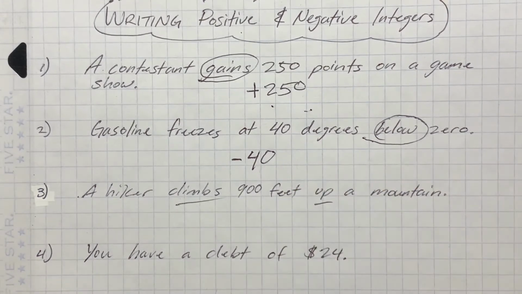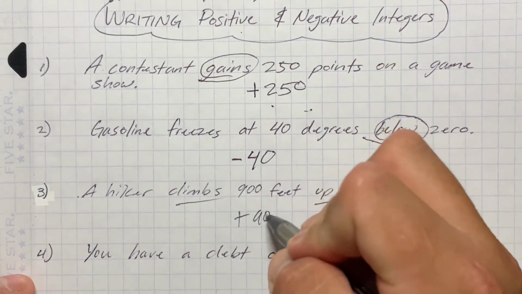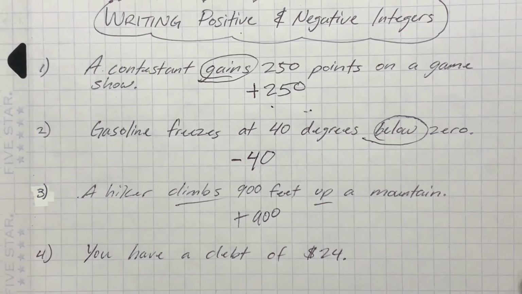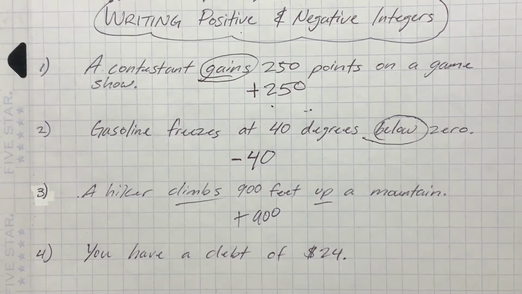Number 3, a hiker climbs 900 feet up a mountain. Climbs and up indicate that we're going to increase by 900 feet. So we increase elevation by 900 feet by hiking up a mountain. Plus 900.